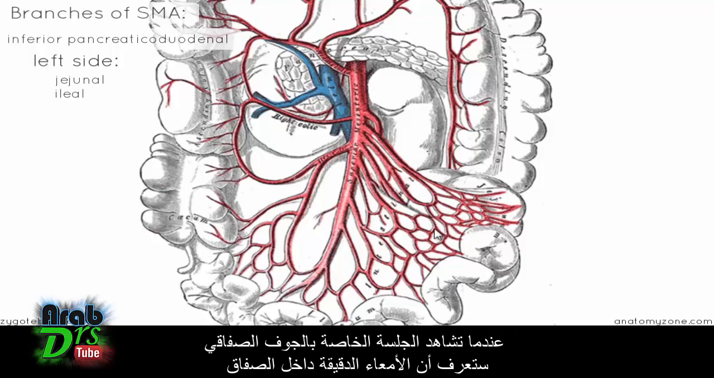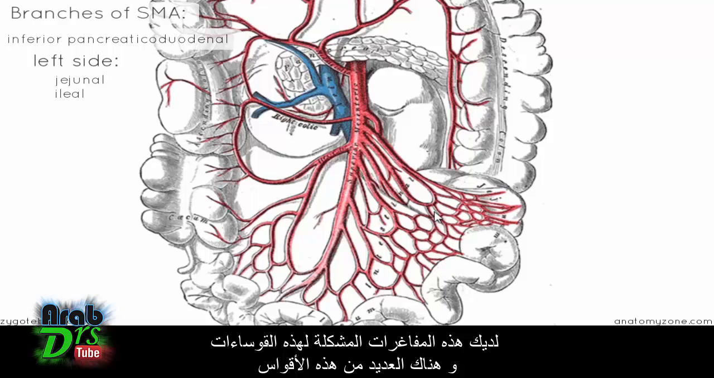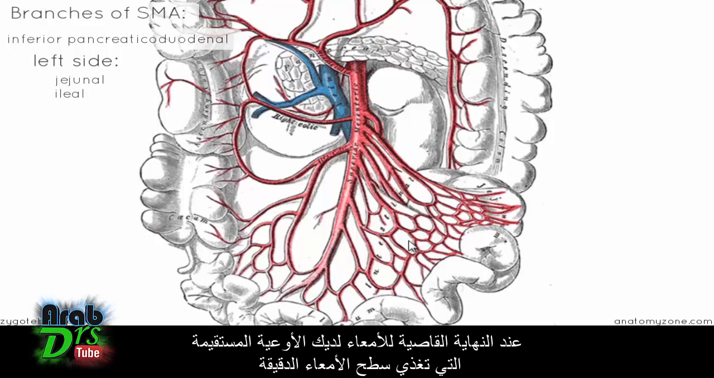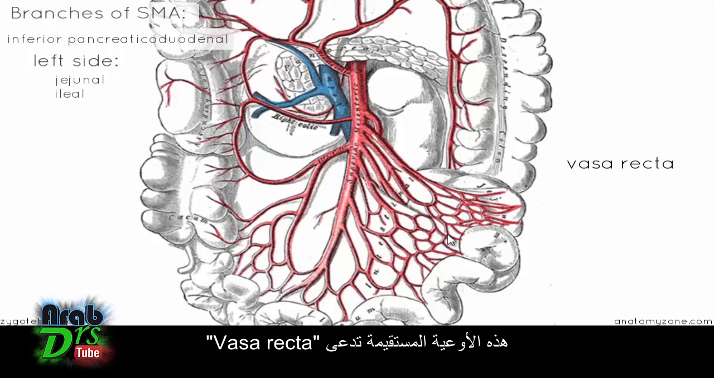If you've watched my tutorial on the peritoneal cavity, you'll know that the small intestine is intraperitoneal. So the jejunal and the ileal vessels pass between the two sheets of the mesentery and supply the small intestine. You've got these anastomoses forming these arcades, and several of these arches, and just right at the end distally you've got these straight vessels which supply the surface of the small intestine. These straight vessels are called vasa recta.